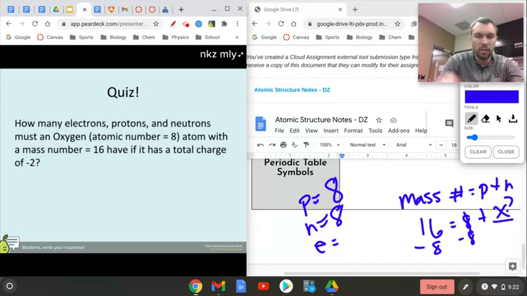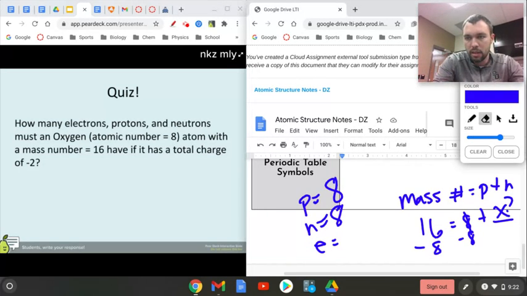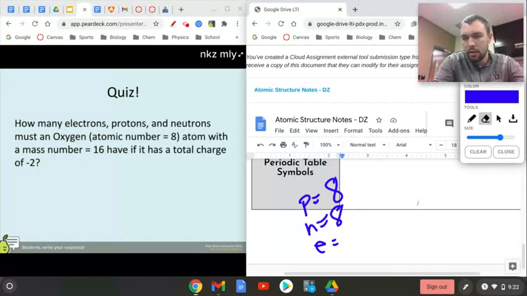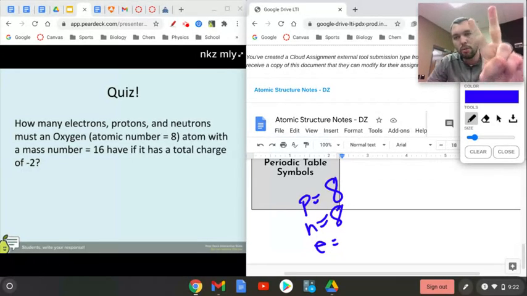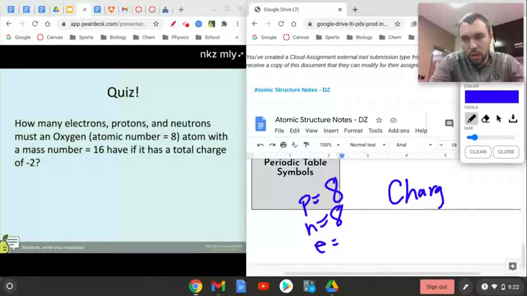Now electrons. Okay, here's the tricky one. Let me erase so I have enough room. Total charge of -2. So I must have more electrons because it's negative. How many more electrons must I have? 2, because it's -2. So we could write out an equation if we wanted to.